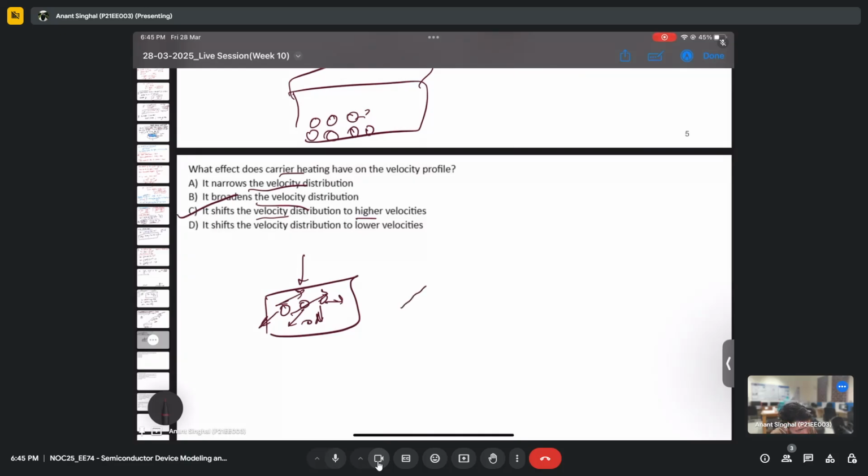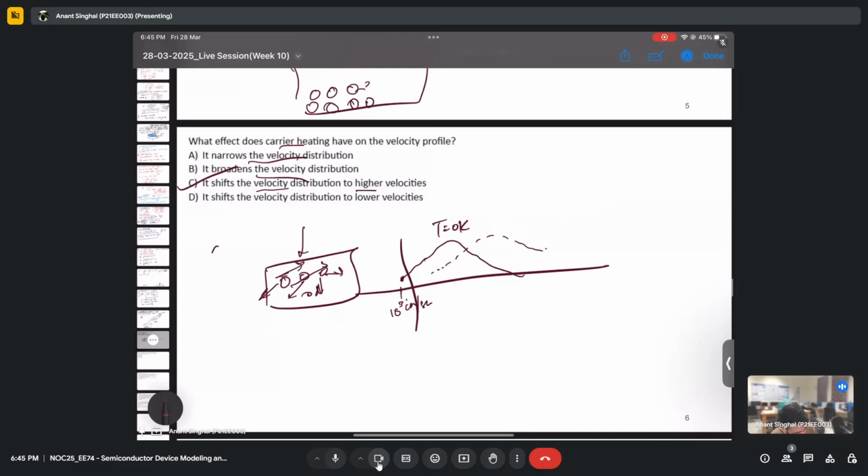Let's say they were moving in some Gaussian distribution at t equals 0. Once you apply energy, they will start to move and shift to a higher velocity, all of them, from maybe around 10 to the power 3 centimeter per second or so. This is what the problem means. So the answer will be C.